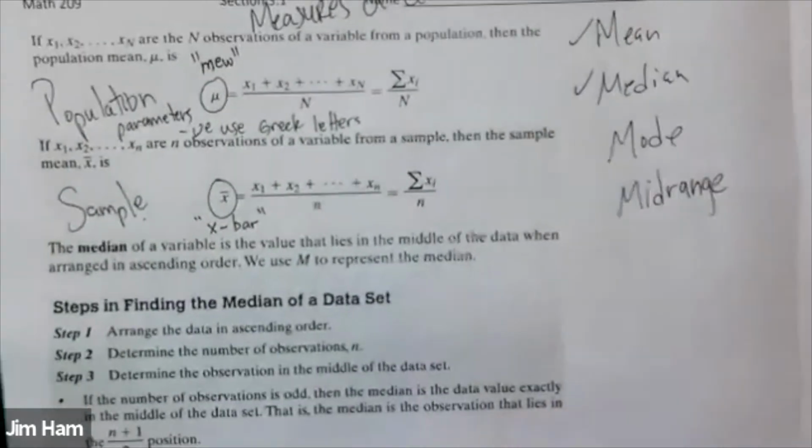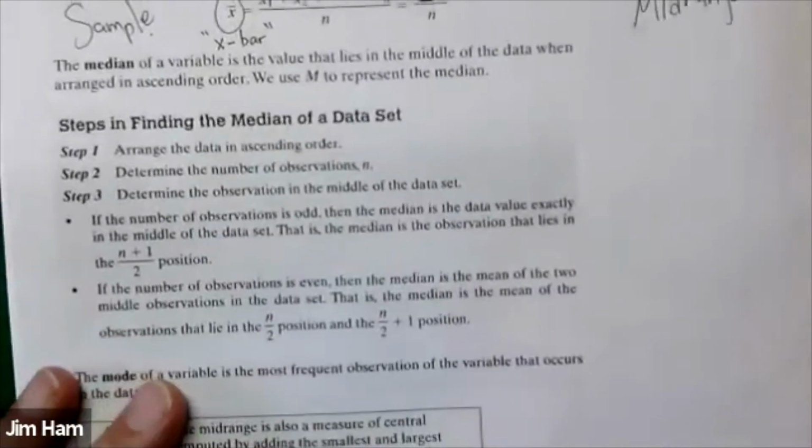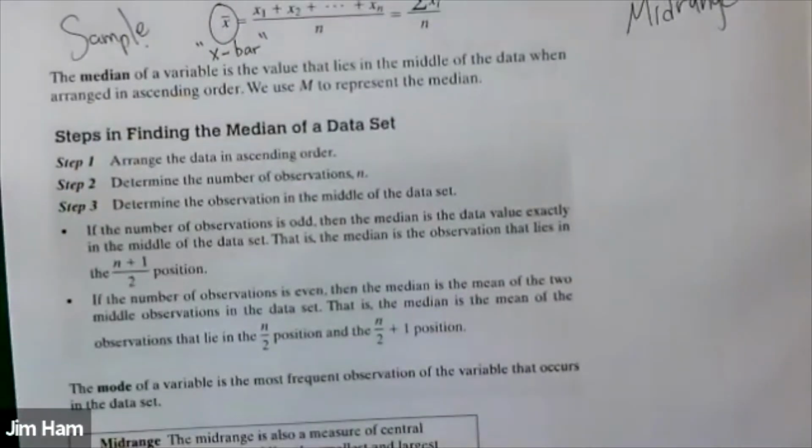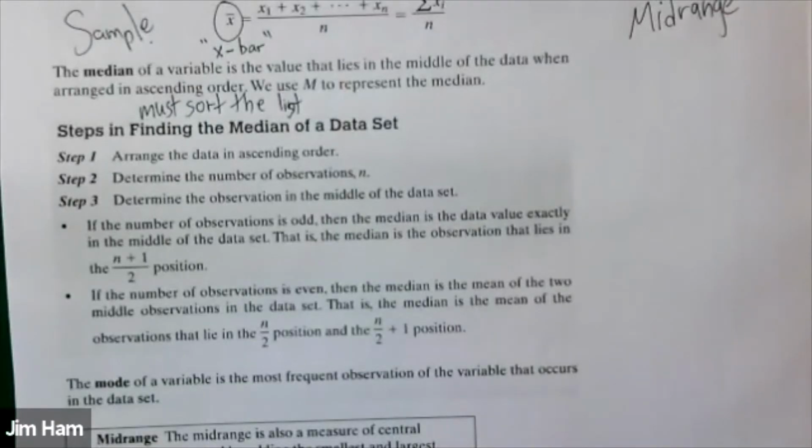The median is the middle data value. Here's a definition. The median of a variable is the value that lies in the middle of the data when arranged in ascending order. So you must sort the list. If you have an odd number of data values, then the median is the middle one, because there will only be one middle data value. If you have an even number of data values, then the median will be the average of the middle two data values, because you're not going to find one in the middle, you're going to get two.